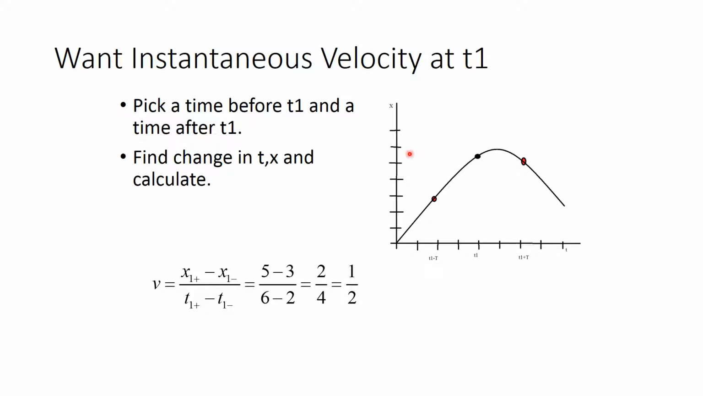So in this case, at x1 plus, x is 5, at x1 minus, corresponding to t1 minus t, the x is 3. So we have 5 minus 3 in the numerator. We would have 6 minus 2 in the denominator. So whatever our length unit is, divided by whatever our time unit is, we would have 2 over 4, or 1/2, and we would have an average velocity for that stretch equal to 1/2.